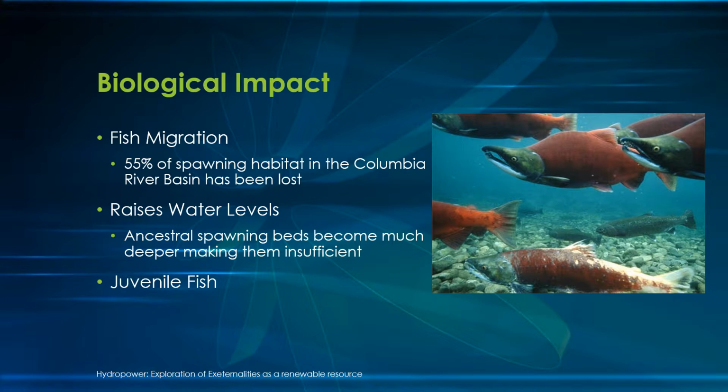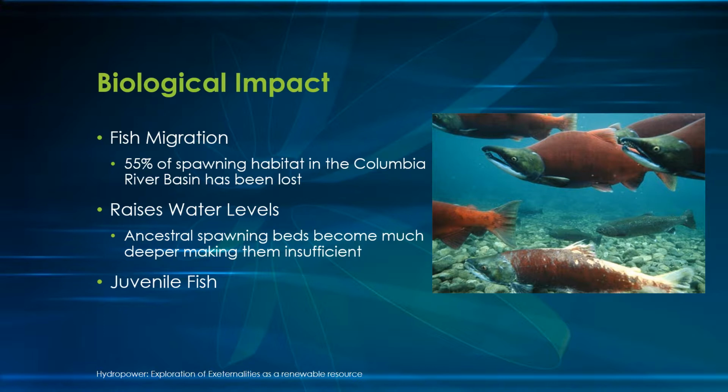In the Columbia Basin, roughly 55% of spawning habitat that was once available to these fish has been lost due to the creation of dams. Dams not only create physical barriers that make passage tough for these fish, but they also change the water levels. The location of their ancestral breeding grounds may now be much deeper underwater, rendering them unusable.